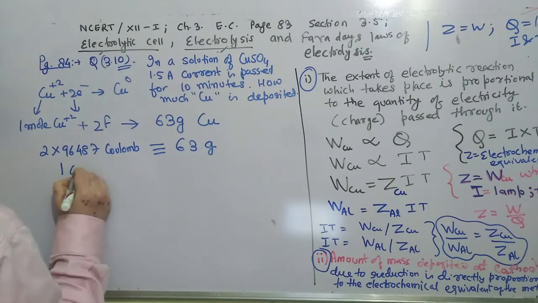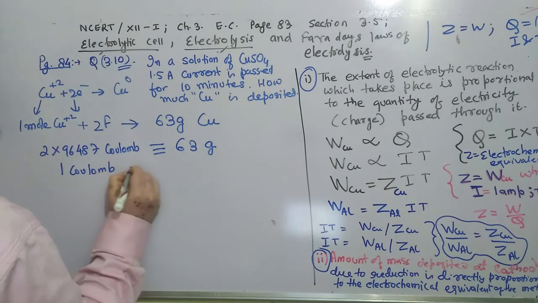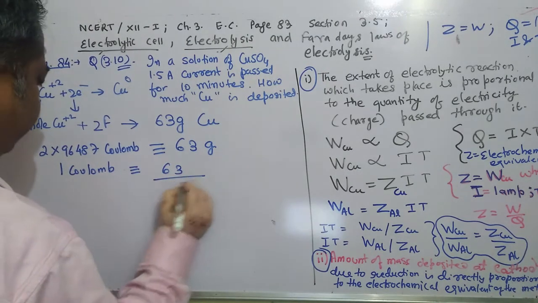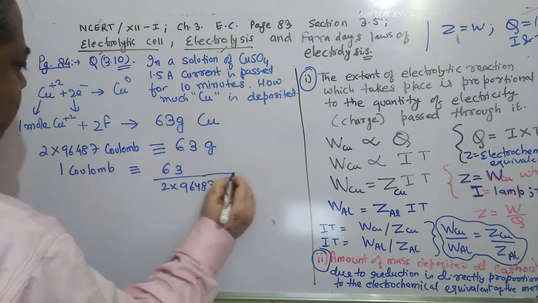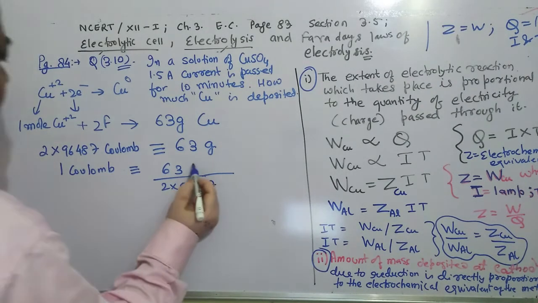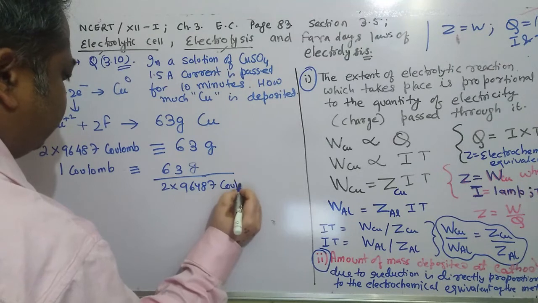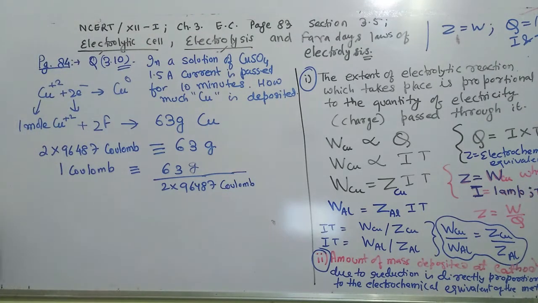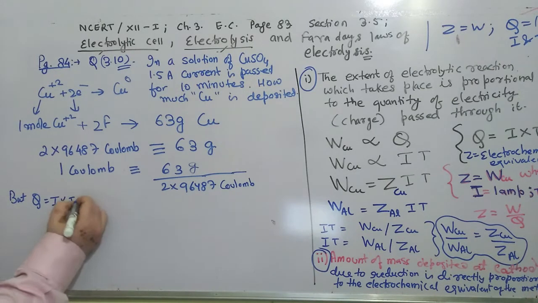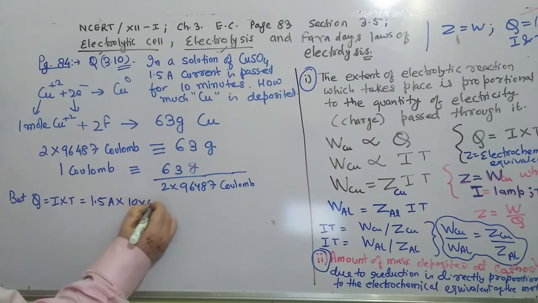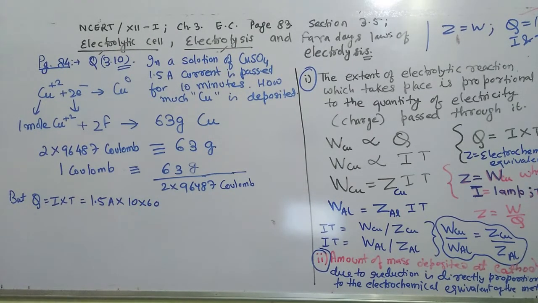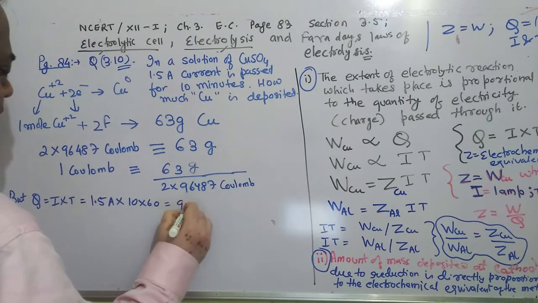So 1 coulomb will correspond to 63 divided by 2 into 96487 gram. But charge passed Q is equal to I into T, which is 1.5 ampere into 10 minutes into 60 seconds. So this will be equal to 900 coulomb.